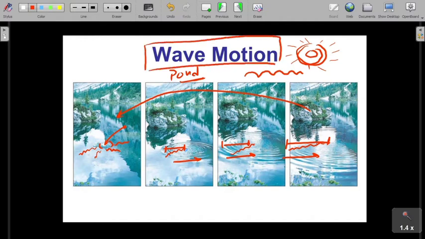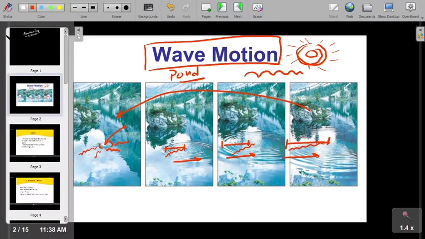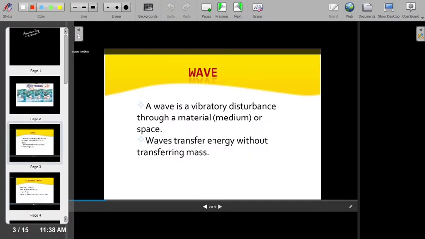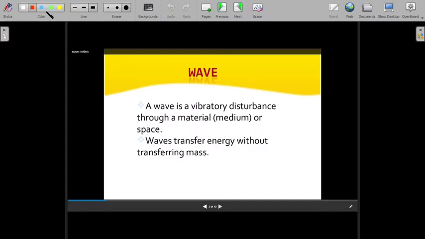This way you can visualize how the wave motion will work. We will deeply enter into the main topics involved in wave motion. So let's continue. So what is a wave? We will discuss here what a wave is.